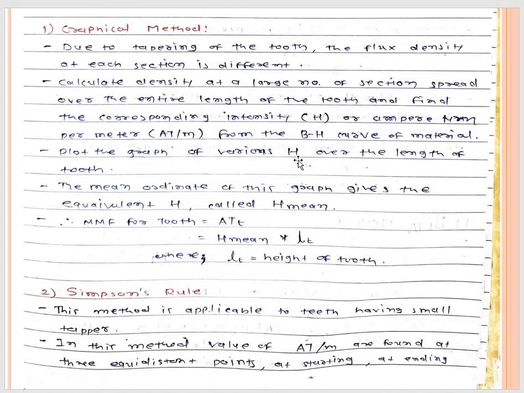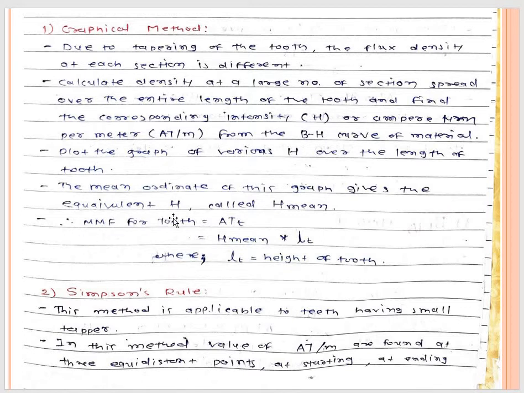Now plot the graph of various H over the length of the teeth. The mean ordinate of this graph gives the equivalent H, called H mean, the mean magnetic field intensity. So we have to find the mean or average of the total H values found at different lengths of the teeth.